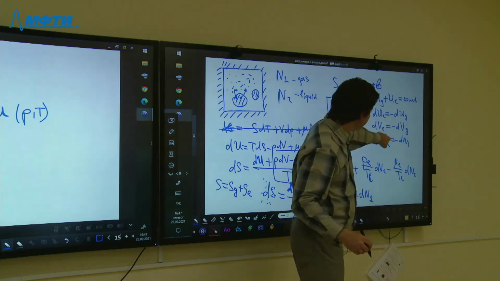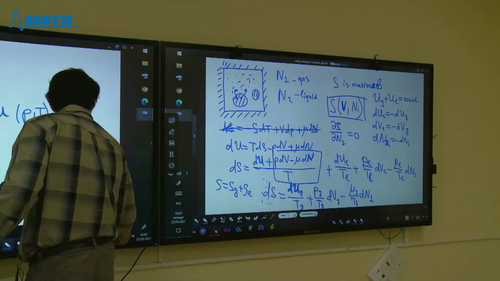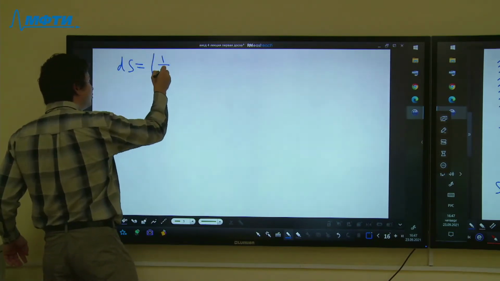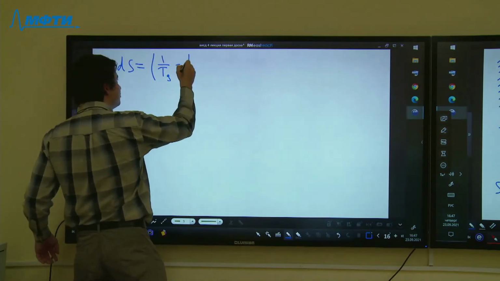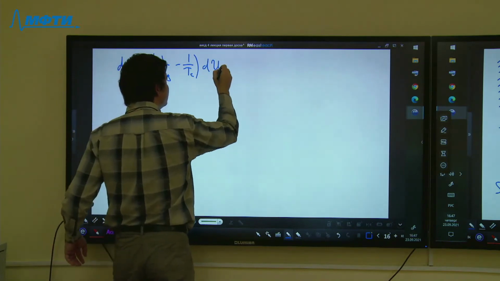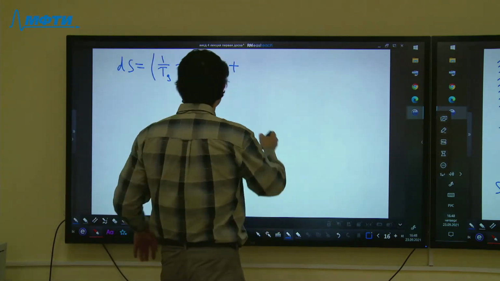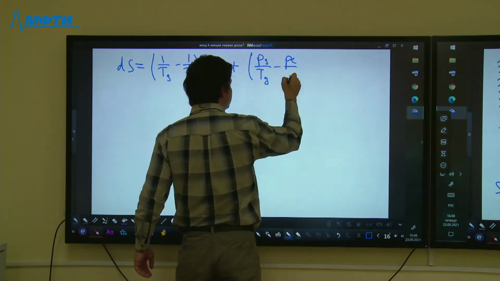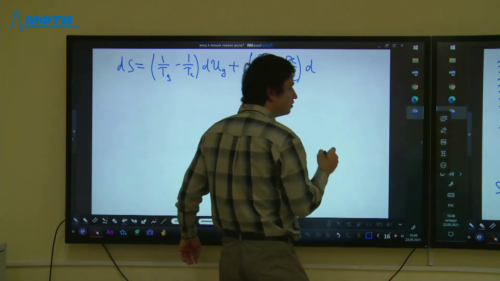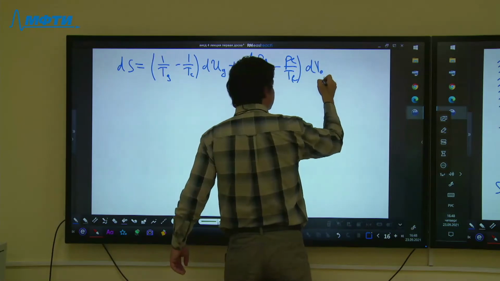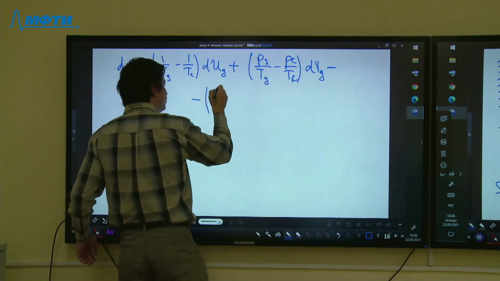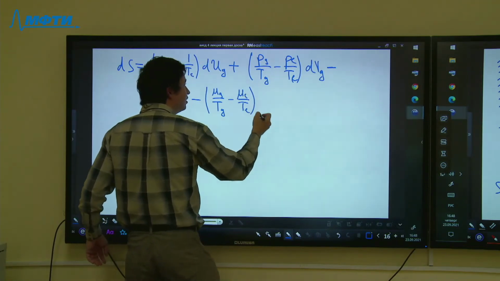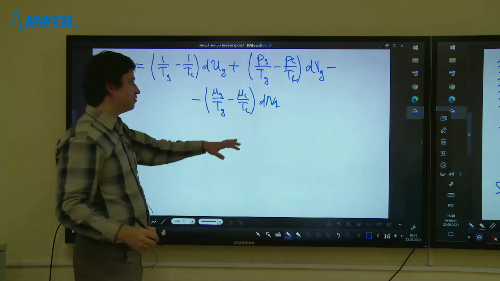And after I plug all of this into this expression for the change in entropy, I would get the following. dS equals 1 over T gas minus 1 over T liquid times dU gas, plus pressure of gas over the temperature of gas minus pressure of liquid over the temperature of liquid multiplied by dV of the gas. And finally, minus mu of gas over temperature of gas minus mu of liquid over temperature of liquid multiplied by the change of the amount of molecules in the gas phase.